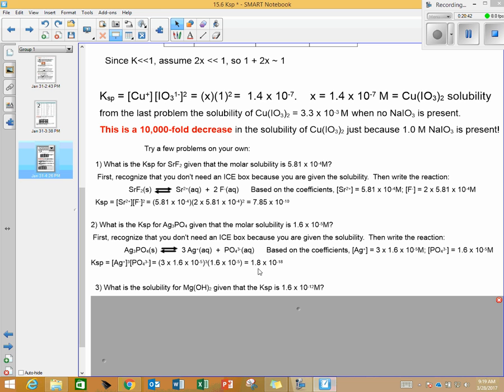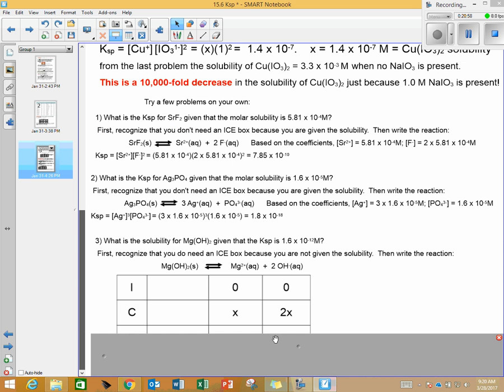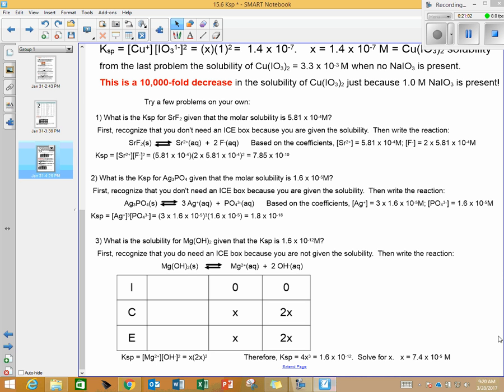Now next kind of problem. You're given the KSP. That means you need to use an ICE box. So pause the video and try this on your own. The example is given at the bottom of page 2. You can just follow that example, and here's the solution. And there we go. There's your answer.